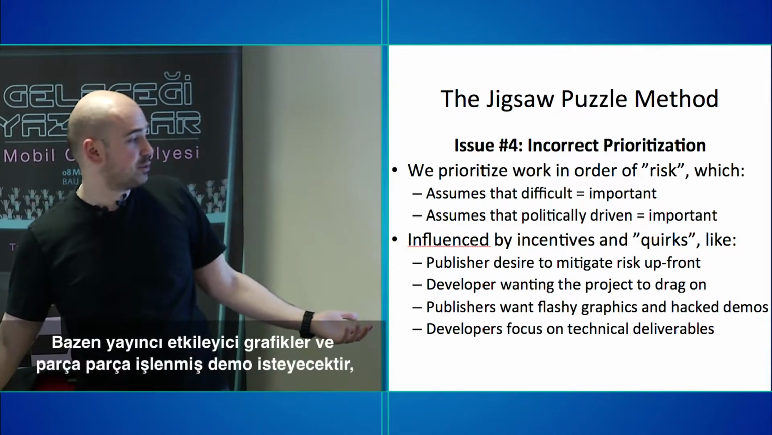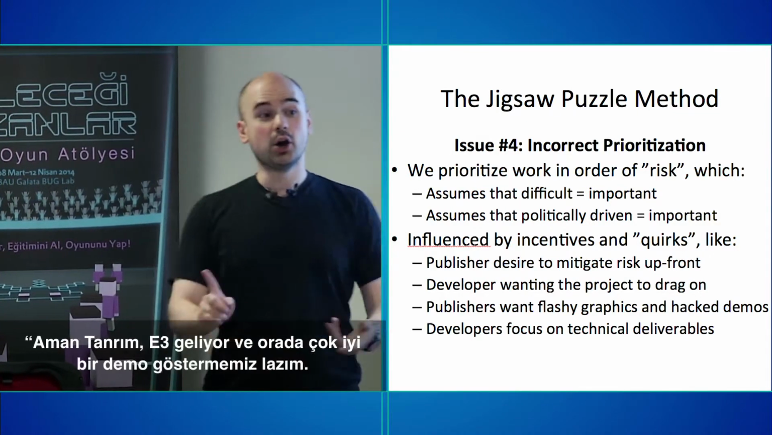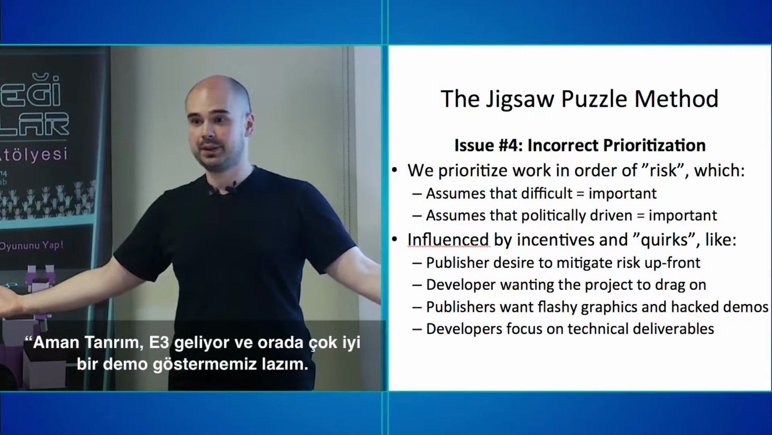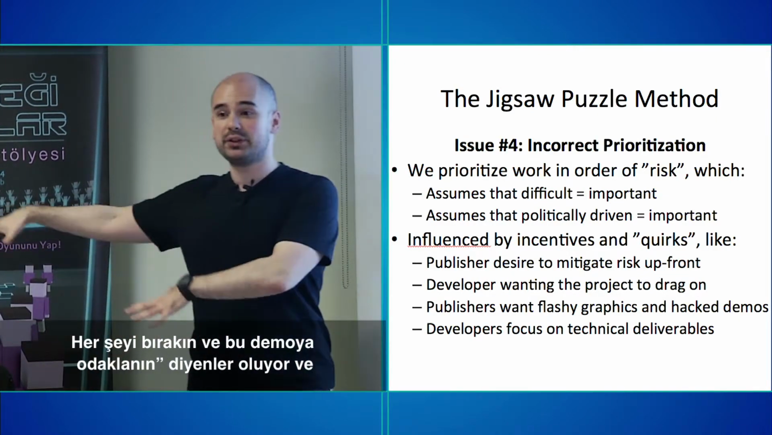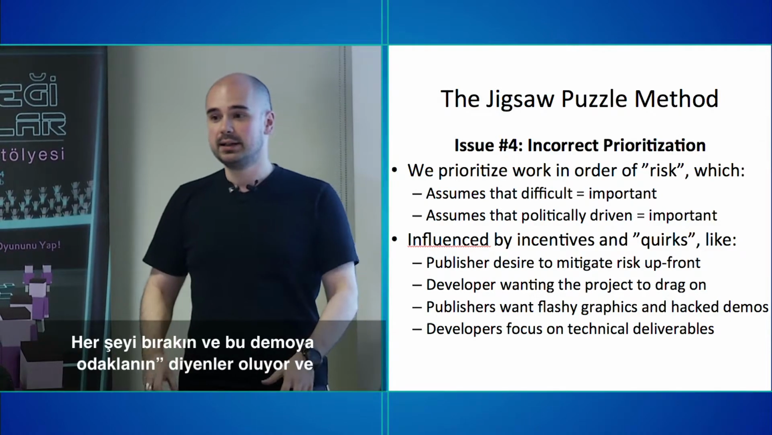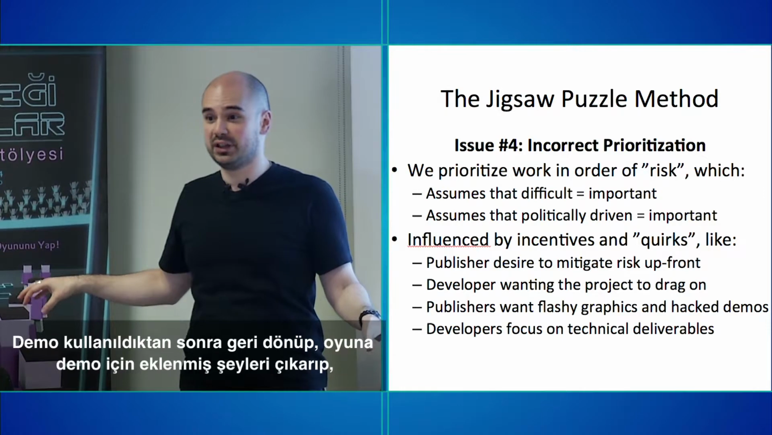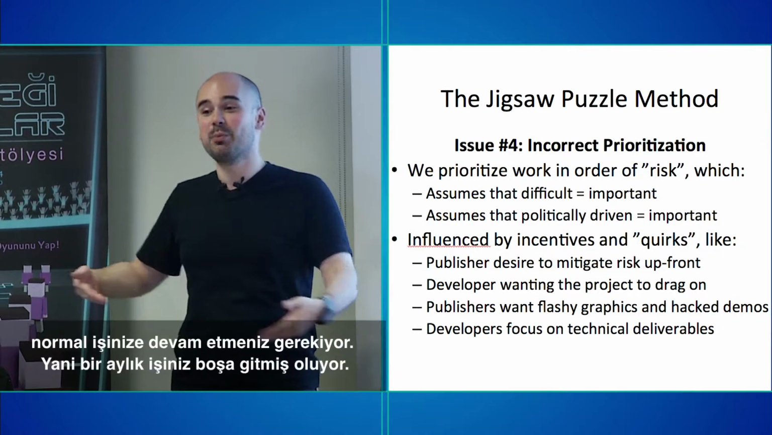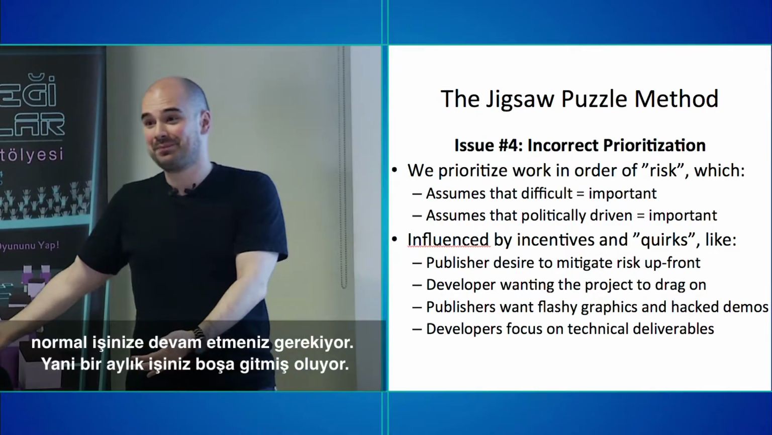The publishers sometimes want flashy graphics and hacked demos. That's going to affect the prioritization too. Oh my gosh, E3 is coming. There's going to be an E3 show and we need to show a really cool demo. So drop everything else and make it pretty. And then people do that, and then afterwards they have to remove all the stuff that they put in for the E3 demo and go back to actually finishing the game. So that was an entire lost month of work, right?